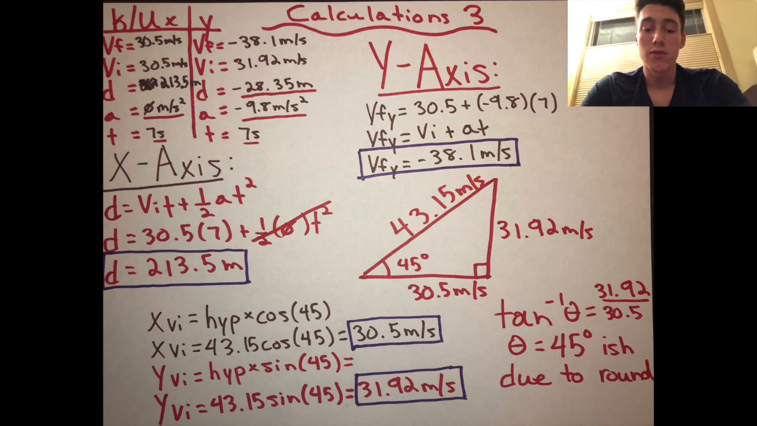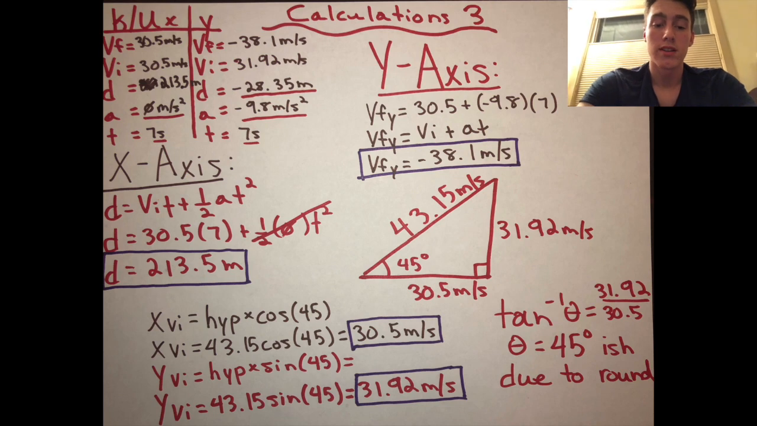For our distance, we got 213.5 meters. I used the equation D equals VIT plus 1/2 AT squared. That was pretty straightforward. I plugged in my initial velocity, my time, and then the rest of the equation I completely just forgot about because the acceleration is 0 in the x-axis for any projectile.